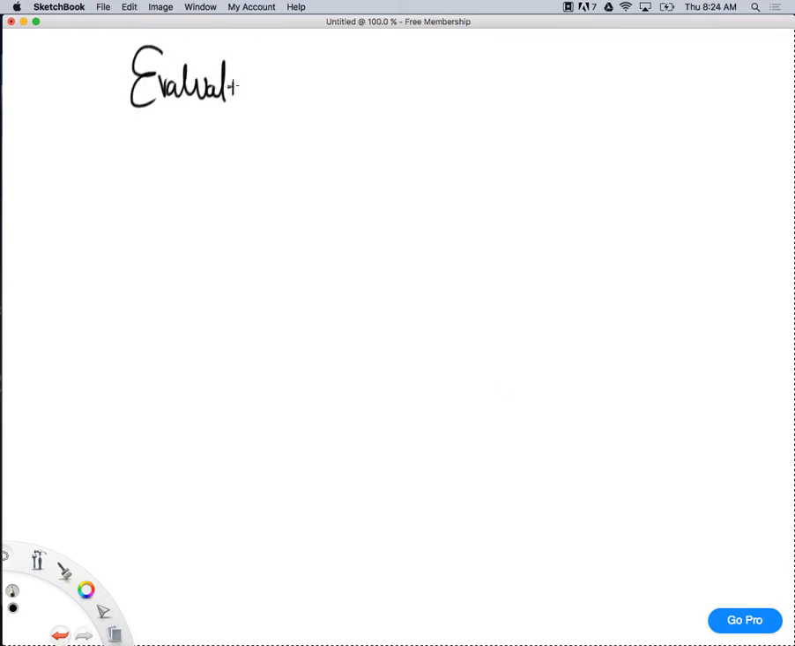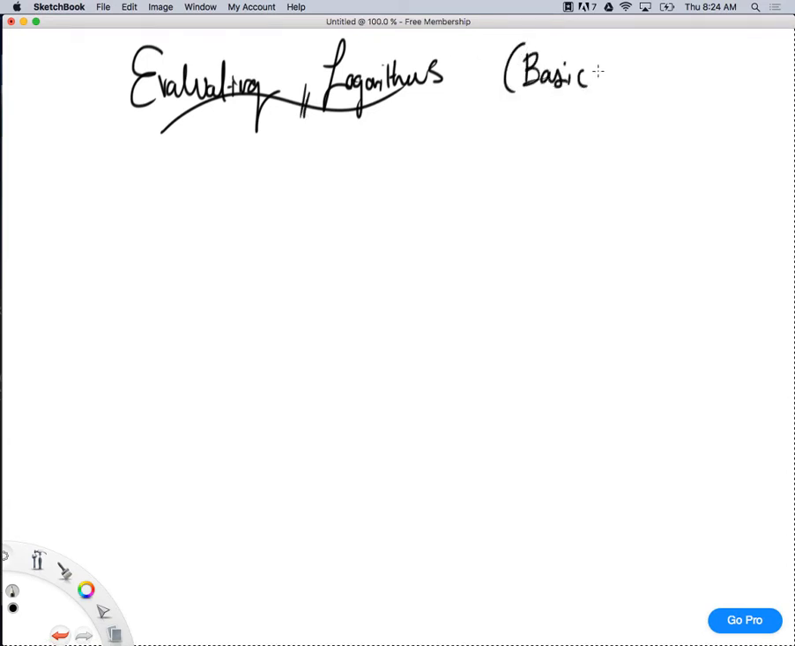Evaluating logarithms. Basic. Feel free to shorthand. Basic evaluating logarithms. Log base 2 of 8. You've seen this one a million times. What's this? 3. Okay?